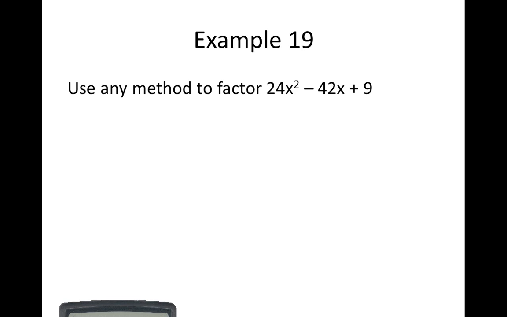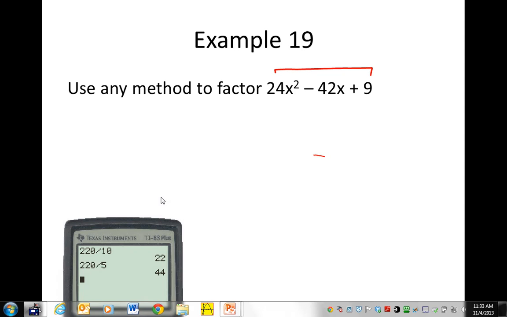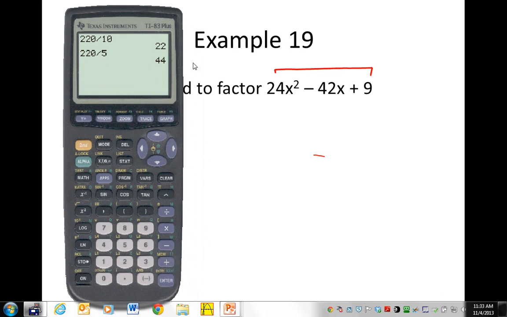Example 19. 24x squared minus 42x plus 9. Okay, let's do 24 times 9. So this is one where trial and error would not be fun, right? Because there are way too many choices for 24. It could be 2 and 12, 4 and 6, 4 and 3. 9's also got 1 and 9, 3 and 3. Ends up with a lot of different possibilities. So let's go ahead and do 24 times 9.